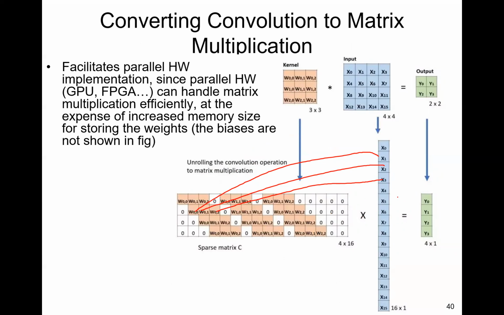So this helps with the parallel implementation on hardware, very efficient, helps with the efficiency of the implementation. But the expense is the increased memory size for storing the weights, because this original kernel only has 9 3x3 weights, whereas in here you're duplicating the storage by 4 times. So it's a trade-off between the parallel implementation convenience versus the storage size.